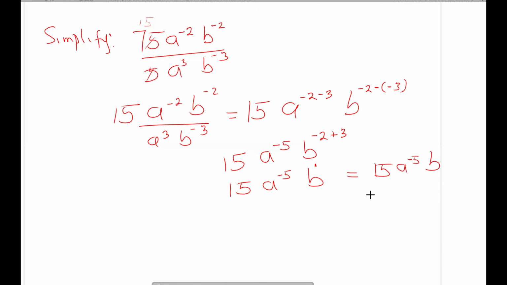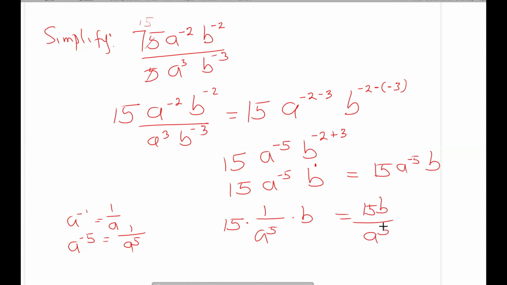But there's still one thing we can apply, that's our negative index law. Don't forget, a raised to the power of minus 1 is 1 over a. Likewise, a raised to the power of minus 5 is the same thing as 1 over a raised to the power of 5. So I can rewrite this as 15 multiplied by 1 over a raised to the power of 5 multiplied by b. So 15 times 1 times b will be 15b over a raised to the power of 5. So that's the way to go about this.